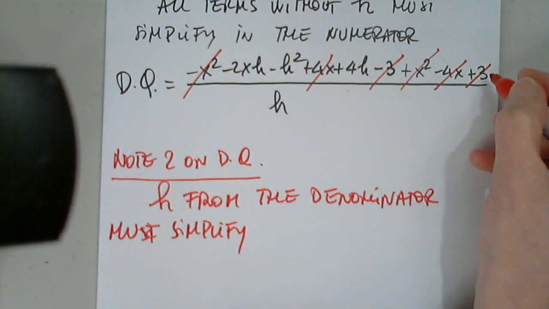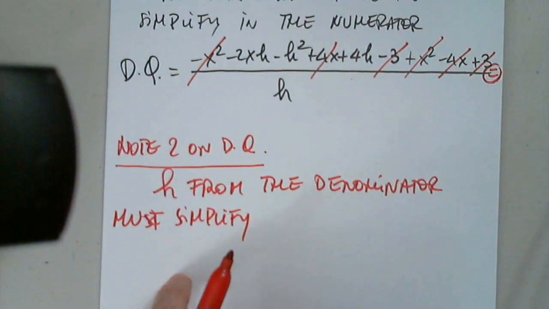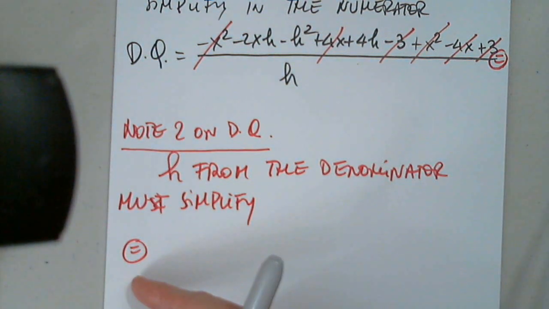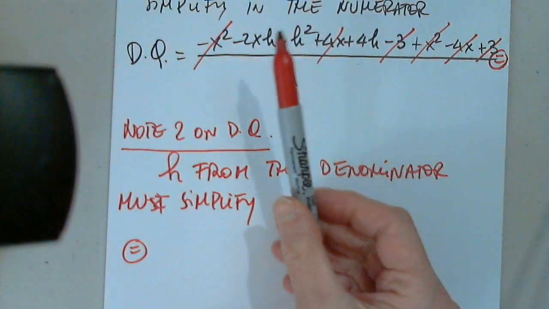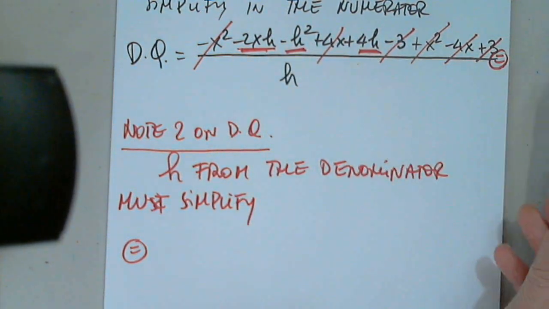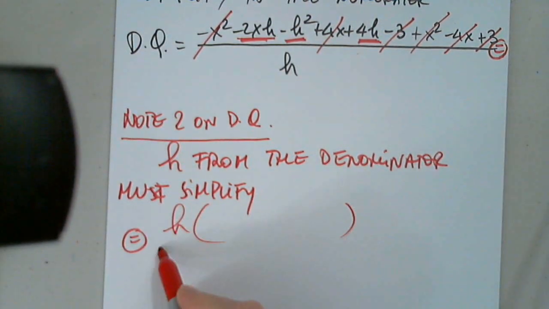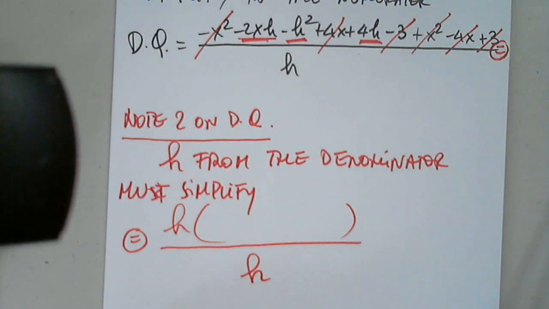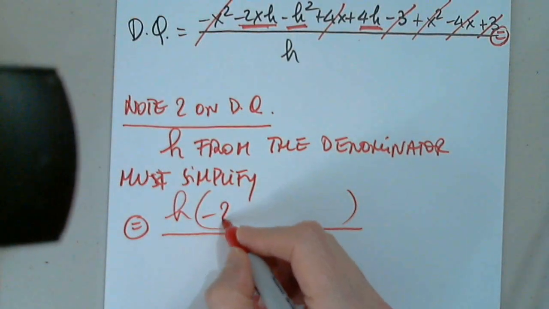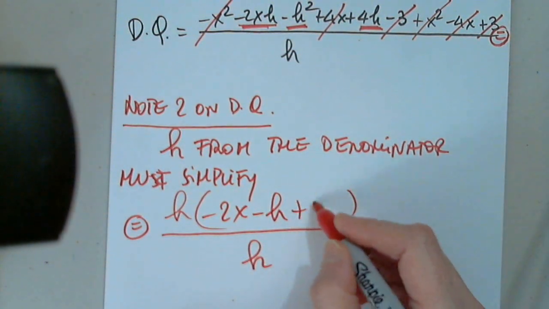Okay, let's see. So I'm going to put a circle around the equal symbol, meaning I'm continuing here. So look for the circle where I continue. I see 1, I see 2, I see 3 terms. All of them have something in common. What do they have in common? H. Yes, we have to pull it out. And then it's going to be negative 2x, negative 2x, and then negative just h. Perfect. Plus 4. That's it.